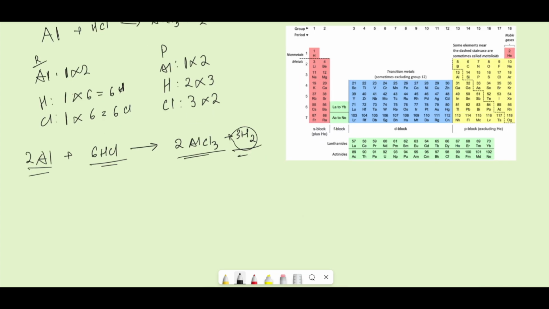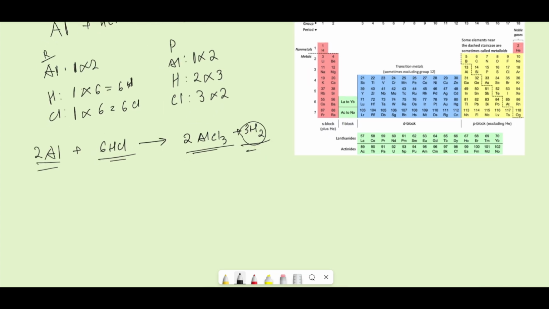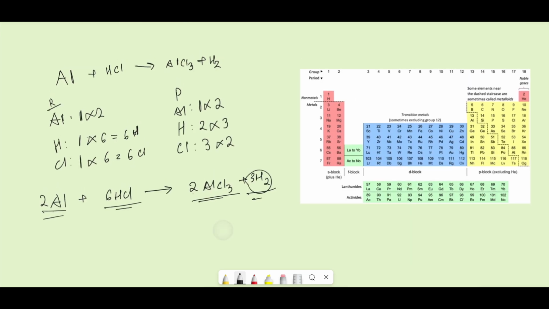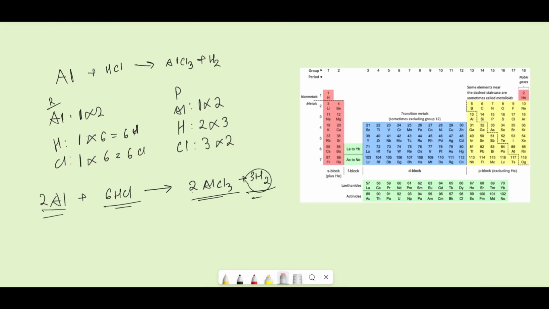You could write out the table again to double check, and it should give you the right amount. Like we can double count here. 2 aluminum, there's 6 chlorine, and then there's 6 hydrogen. There's 6 hydrogen over here. So that should answer this second question.